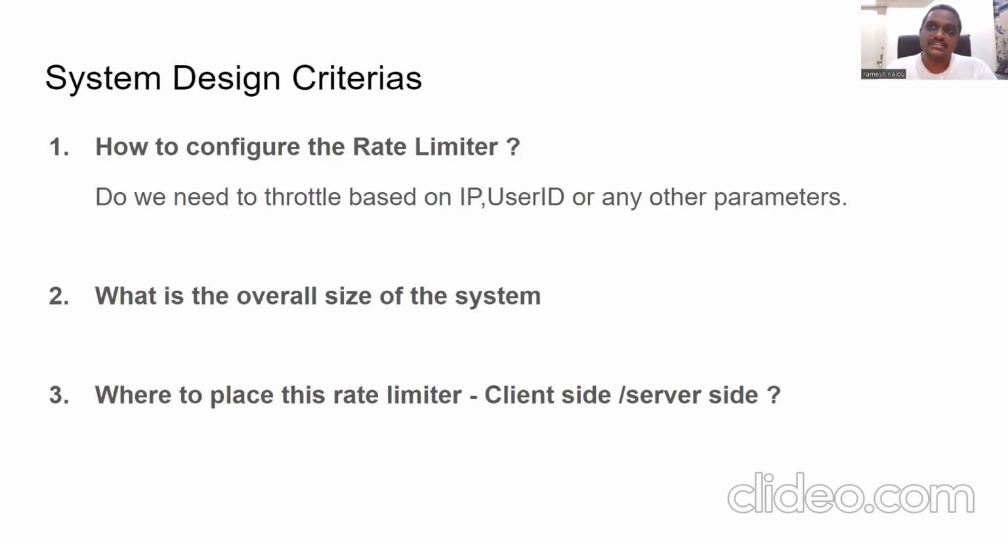Before I start with the system design part, there are three important things I'm considering. First, how do we configure this rate limiter? As I already explained in the previous slide, do we consider this at an IP level, at a user level, at an account level? There are various ways to consider. So, where do we configure this? This is the first point.